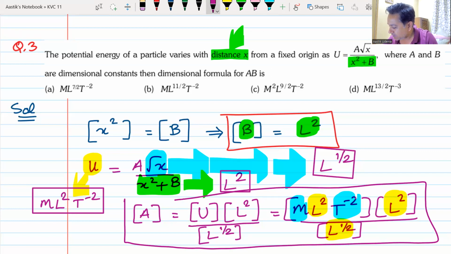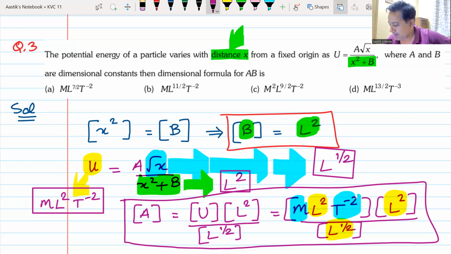So the dimensions of A will be... I was actually asking you the dimension of A and you gave me the dimension of A and B, and that is why I got confused. So the dimension of A you can get from here, M L raised to the power 7 by 2 T minus 2. Then you multiply it by the dimension of B, which is L square.